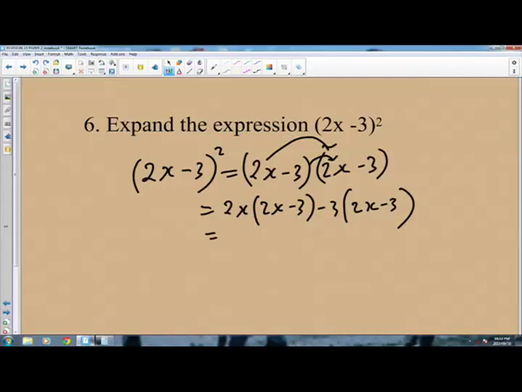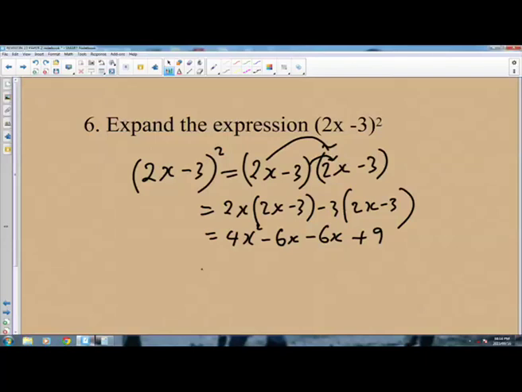And then this will be 2x times 2x is 4x squared. And then 2x times −3 is −6x. −3 times 2x is −6x. And then −3 times −3 is positive 9. So we have 4x squared − 6x − 6x + 9.